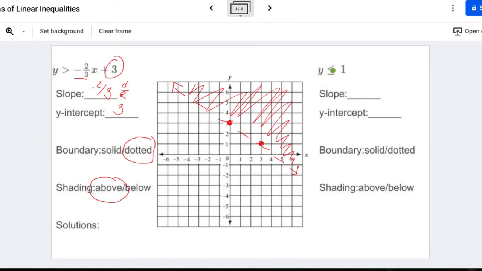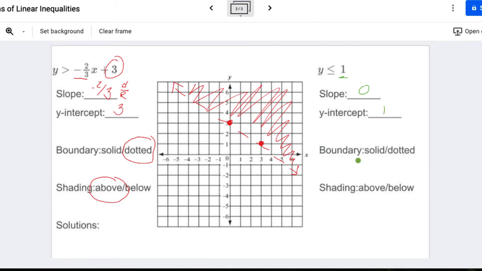Second inequality looks a little strange. Okay, so we get y is less than or equal to 1. So remember, if you don't see x, what did you multiply x by? 0. So the slope of this line is 0, which means it's a horizontal line. The y-intercept is just what you see. So the y-intercept is 1.